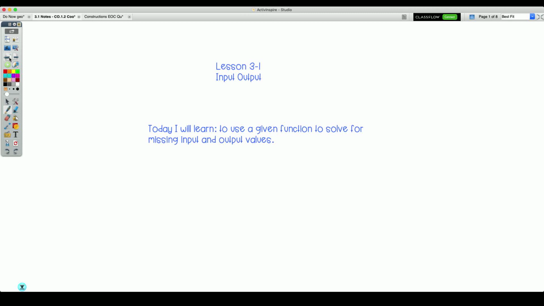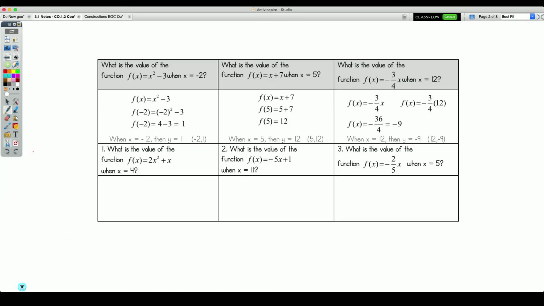Do you guys remember these T-charts from Algebra 1 at all? You're given an input value like 0, 1, 2, 3, and you're given some kind of function to plug into to get my output. That is all that we're essentially doing today, so hopefully it should be pretty easy.